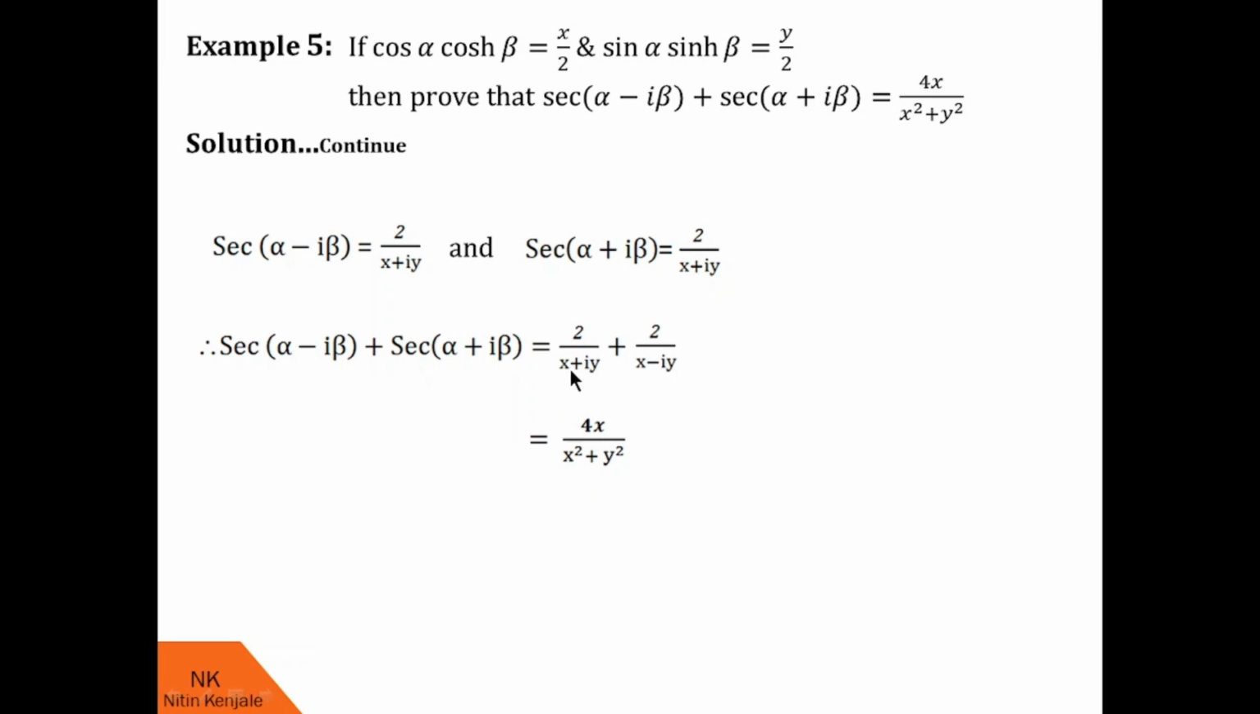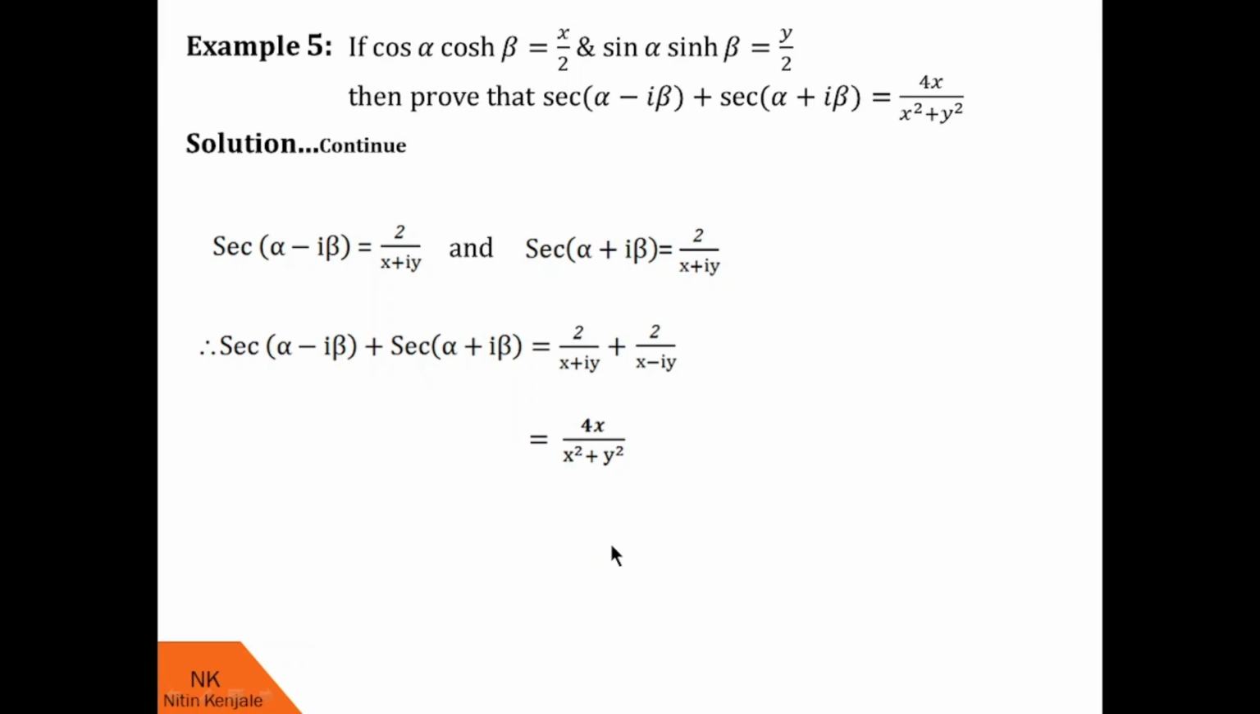It is like a plus b into a minus b, which is nothing but a square minus b square. But minus b square means minus i square y square, and i square is minus 1. So minus minus becomes plus. So in the denominator we get x square plus y square, and in numerator we will have 2x minus 2iy plus 2x plus 2iy. Minus 2iy and plus 2iy will get cancelled. 2x plus 2x contributes to 4x. So sec of alpha minus i beta plus sec of alpha plus i beta becomes 4x upon x square plus y square as required. Hence proved.